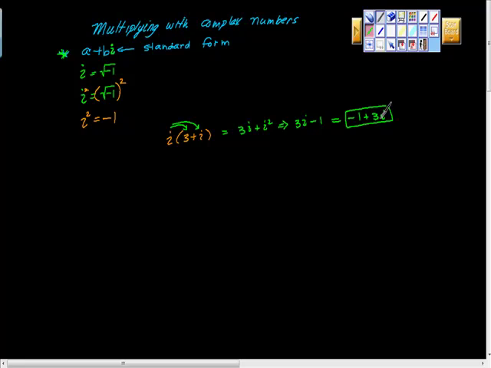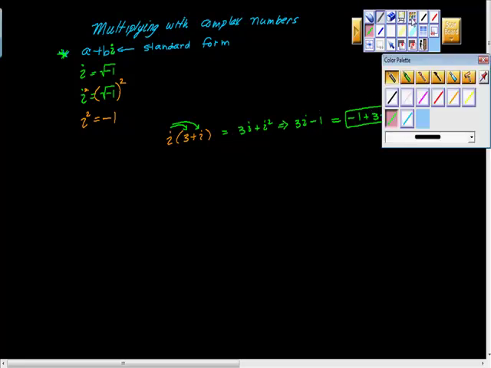Does that make sense? The reason we have to put it in this form is because, remember, we have to put it in the standard form of a complex number. So it has to be the real part first and the imaginary part second. Here's the real part first, the imaginary part second. Is that all right?